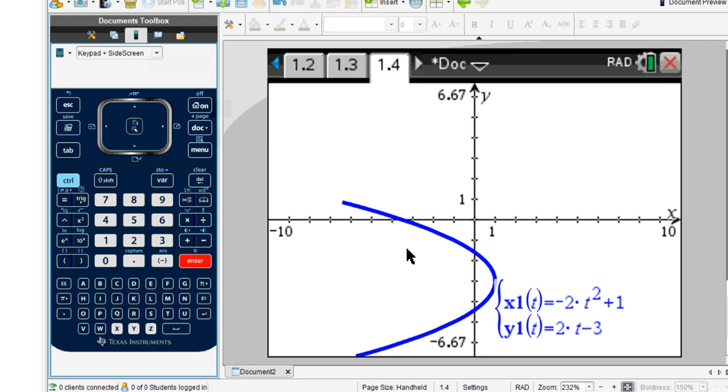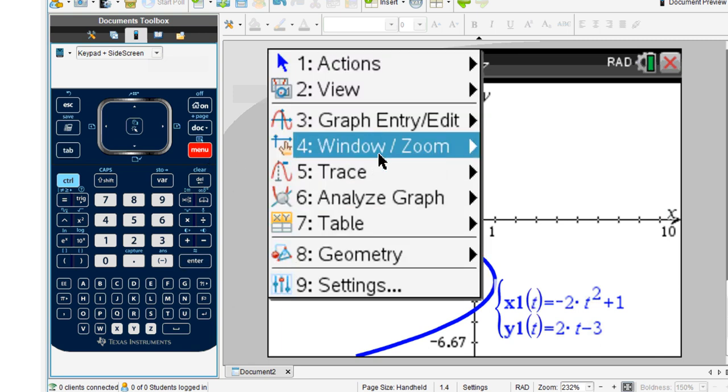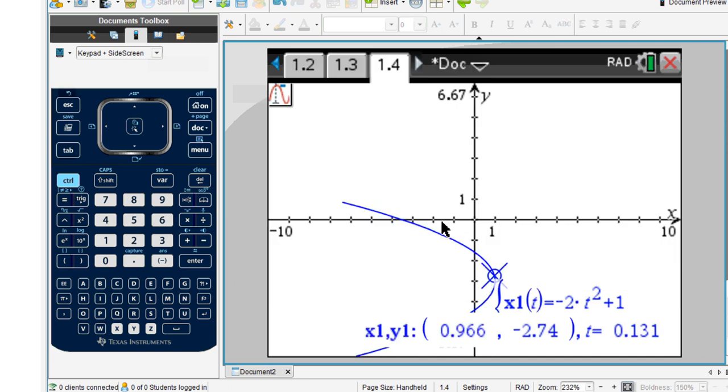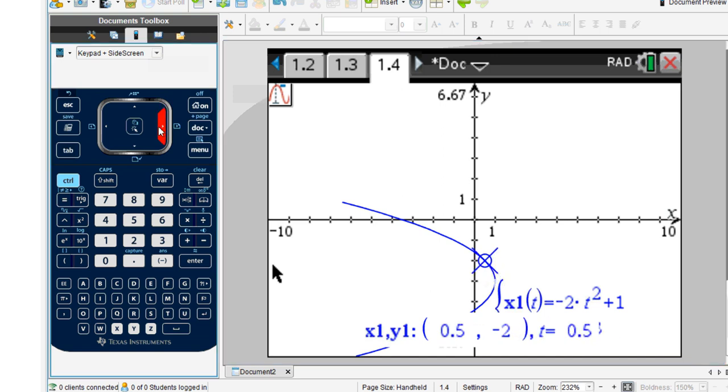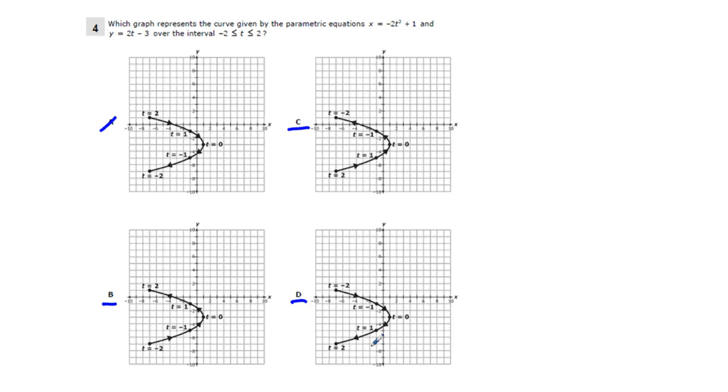So we have this looking thing, which could be C or D. So it's going to be a matter of seeing which way the arrow is actually going. And to do that, if we go to menu trace, graph trace, here we are, and we have time equals 0.131. As we go to the right and time increases, we see which way we're going. The arrow's going up and to the left. Okay? Where do we see that? Arrow up and to the left looks like this one here. So that's going to be answer choice B for problem number 4.